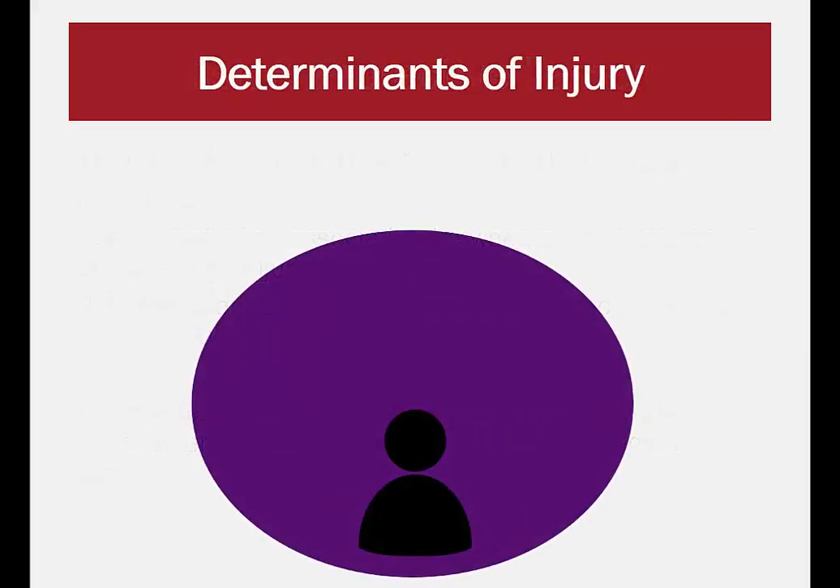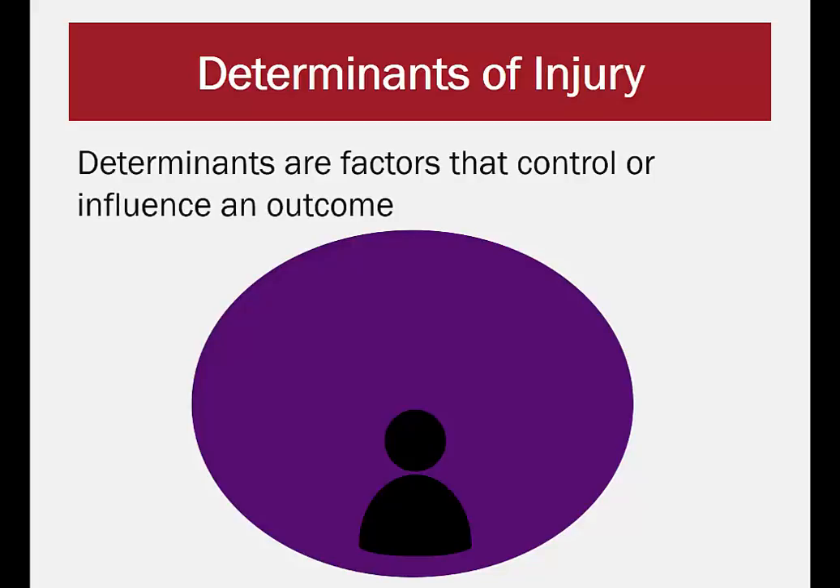Risk and protective factors can be referred to as determinants of injury. Determinants describe factors that control or influence an outcome. A determinant can place an individual or community at greater or lesser risk for injury. While injuries are often attributed to the behaviors of individuals, they are actually the result of the interaction between individual, community, structural, and societal factors.